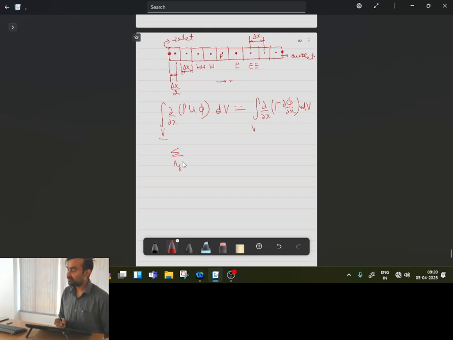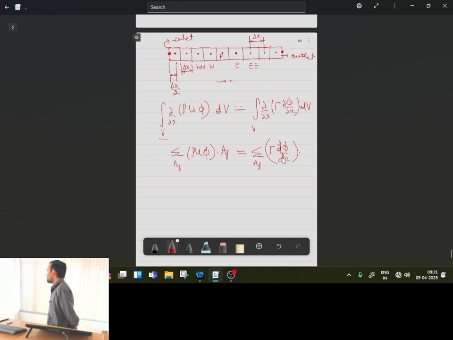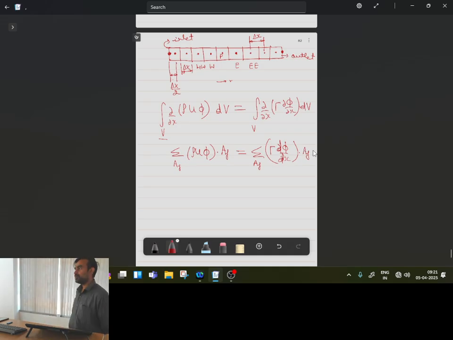Summation of all the faces, rho u phi dot Af. And this I will be getting as summation over Af, gamma del phi by del x into, and of course this del I can write as d phi by dx, because I am only considering the variation in a single direction, so it can be an exact differential. Okay, are all clear with this point?